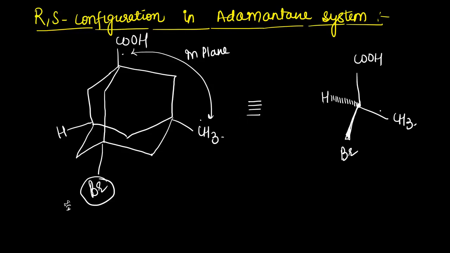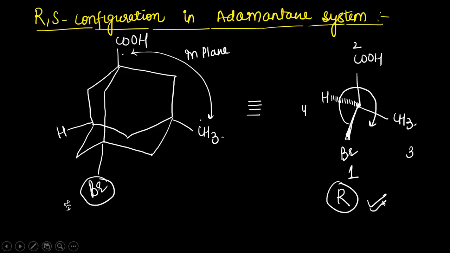Now how to do it? Give the priorities. This is the first, this is the second, this is the third, this is the fourth. Whenever I am moving 1, 2, 3, it is coming clockwise. So R is the configuration. Check, the fourth priority group is already on the dash line, so R is the configuration in this system. So this is the rule, how to follow that. And note that central chirality is there whenever you are talking about the adamantane system.